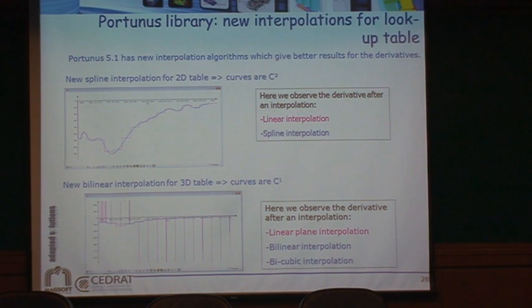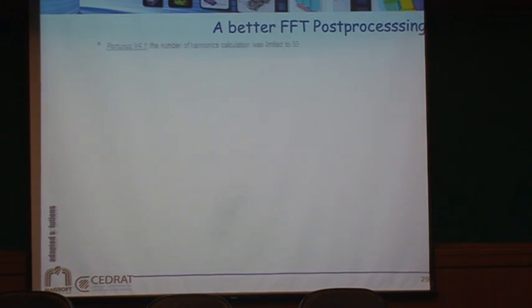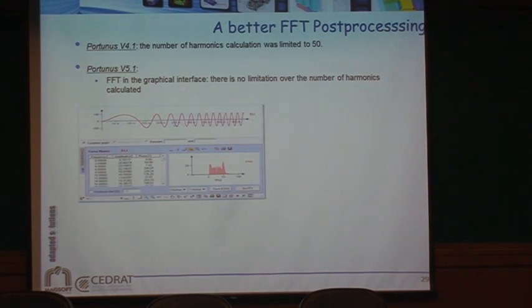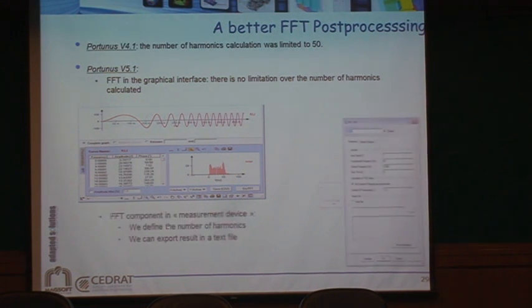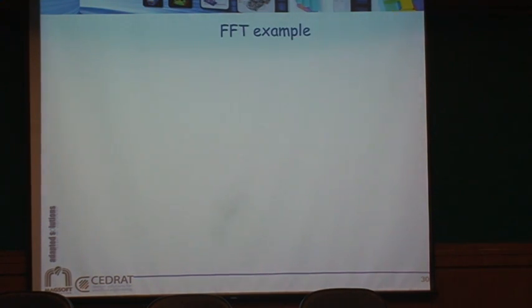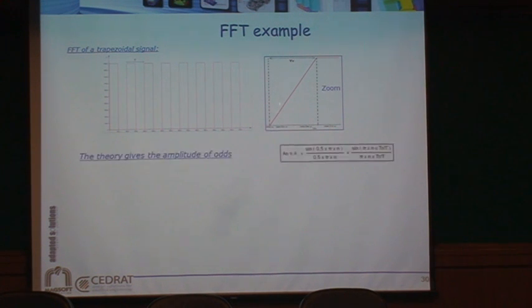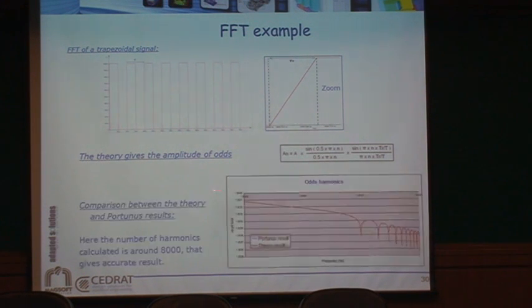The FFT post-processing, same idea. There is no limitation in the number of harmonics. Before we were limited to 50, which means that now I can actually get a full signal, assuming I have the samples to do it, of course. If you don't have the sampling, you cannot do it. This is an FFT of the trapezoid function, and you can see it's not straight, there is a rise time. And here is the FFT that you get, and basically the theory and Portunus are right on top of each other.